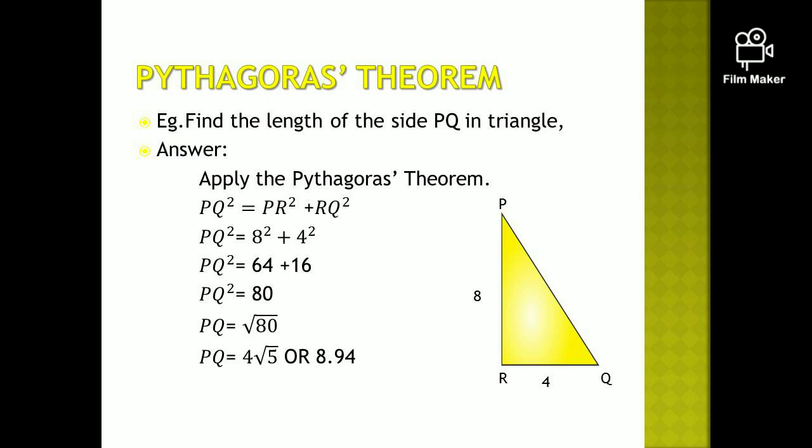Therefore, if you apply the Pythagoras theorem, you can say PQ squared is equal to PR squared plus RQ squared. So you cannot interchange these terms. The square of the hypotenuse is equal to the sum of the squares of the lengths of the other two sides. Therefore, you can write PQ squared is equal to 8 squared plus 4 squared, that is 64 plus 16, which is 80. PQ squared is 80. With that, you can say PQ is the square root of 80. If you find the square root of 80, the surd form of the answer is 4 root 5 and the length becomes 8.94.